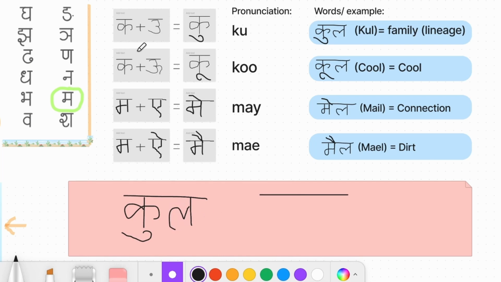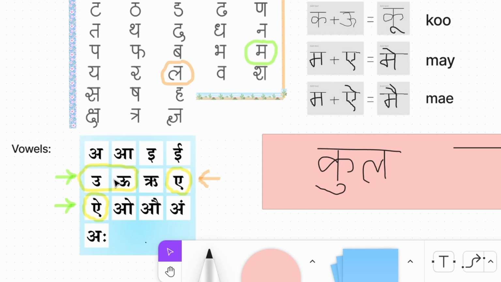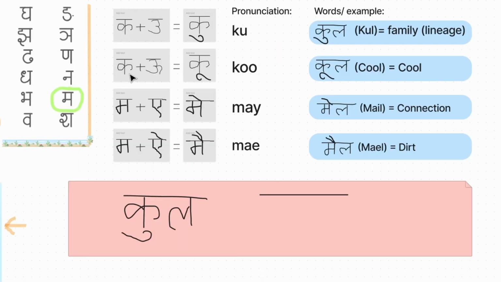The second one, which is Ku. Ka plus U equals Ku. This is an example of a word using this. Cool. This is pronounced as cool.